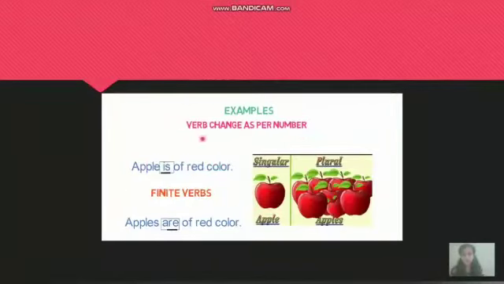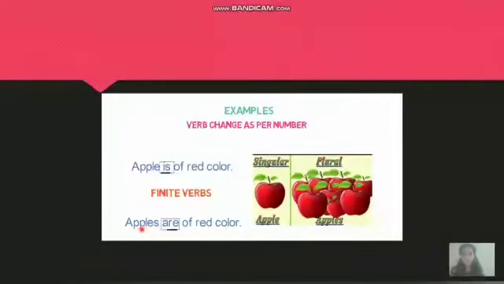The third rule was the verb changes as per the number. Apple is of red color. And look at this sentence. Apples are red color. Here in the first sentence the noun is singular, therefore I am using a singular verb. And here the noun, that is the subject, is apples, and because apples is plural, I am using a plural verb, are.